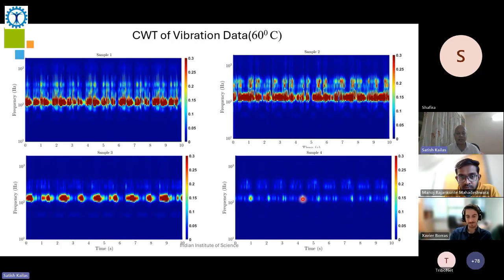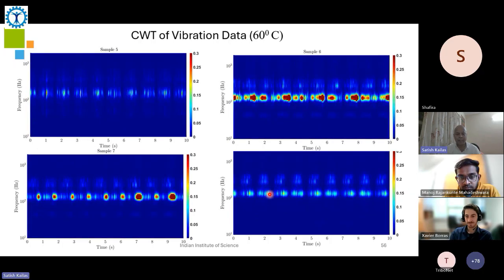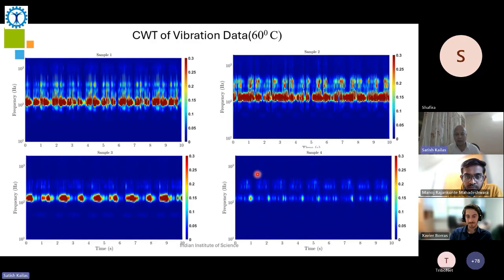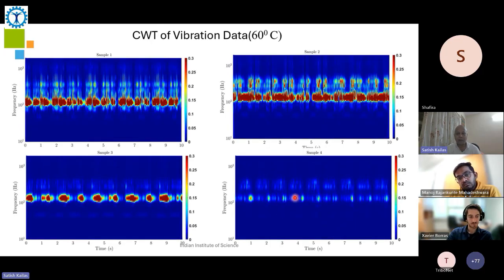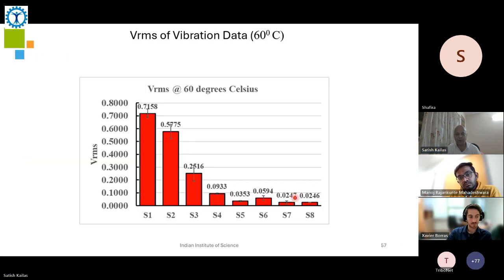So this is at 60 degrees. Up to sample 4, and this is from sample 4 to 8, where you can see the differences very clearly. And sample 8 actually shows you more noise, samples 7 and 8 show more vibration data than, let's say, with just one of the additives. So these are the VRMS values that we got, significant differences between the base oils and the others.